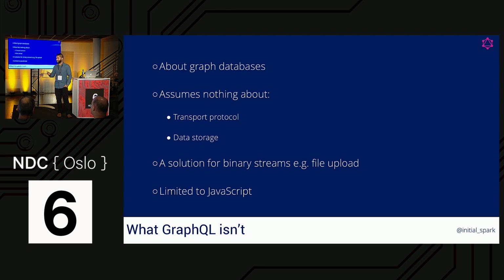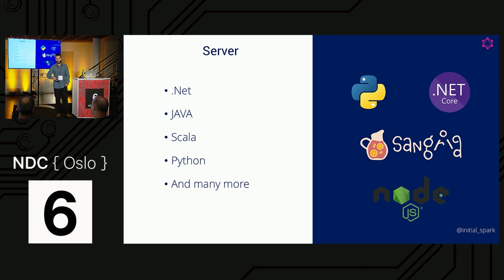And it's not limited to JavaScript. Facebook's implementation is in JavaScript, and that's what I'm going to demonstrate today. But there are reference implementations in pretty much all major languages now. And some are very polished, like Sangria, which is Scala's version, has a lot of extra features. But there's a .NET version, there's a Java version, Python, there's Go, there's Rust, there are various implementations. It's just a spec at the end of the day.